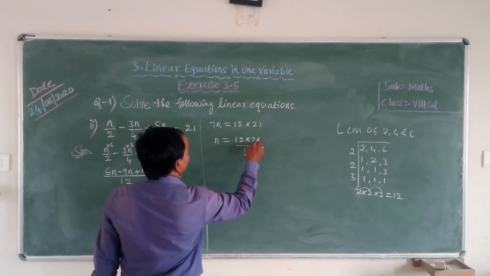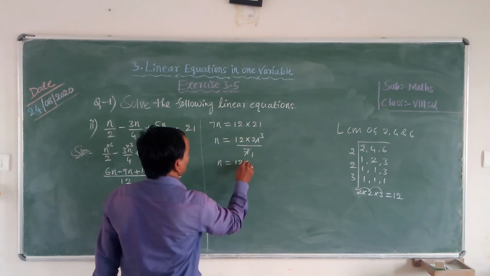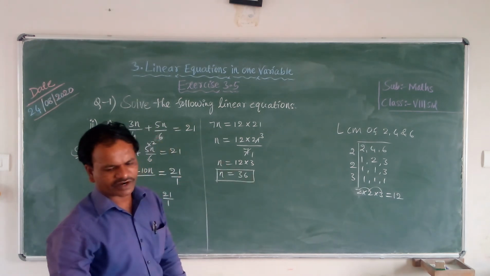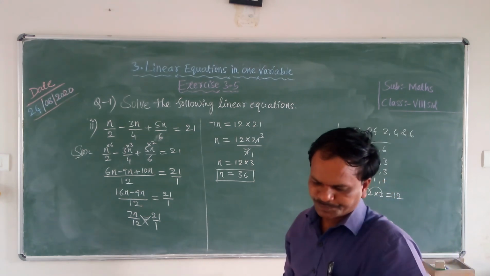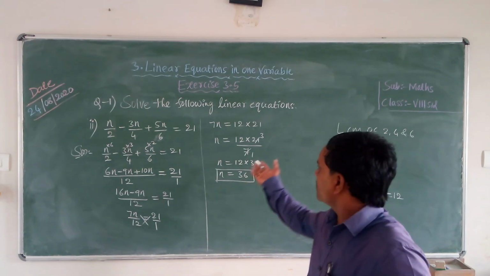7 1s are 7, 7 3s are 21. So n is equal to what remains? 12 into 3. So n is equal to 12 3s are 36. So I have to find it like this, my dear students. So it is the answer. Have you understood? This is the answer. Nothing inside, very simple.